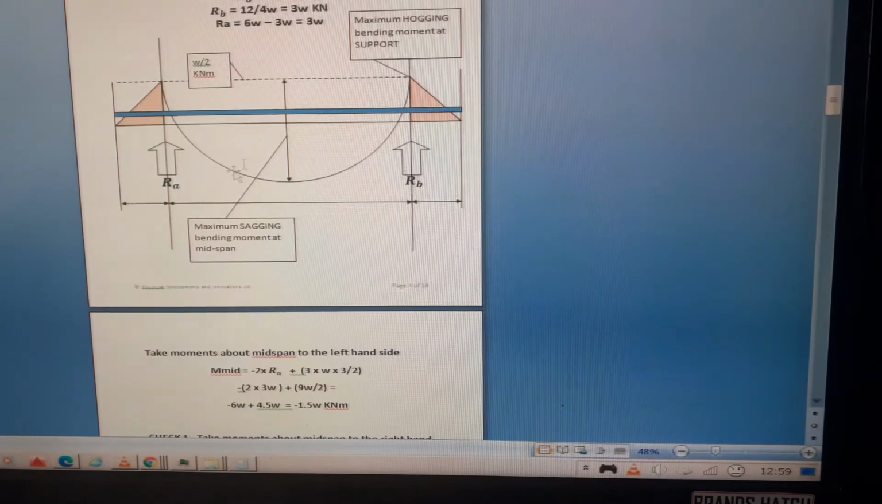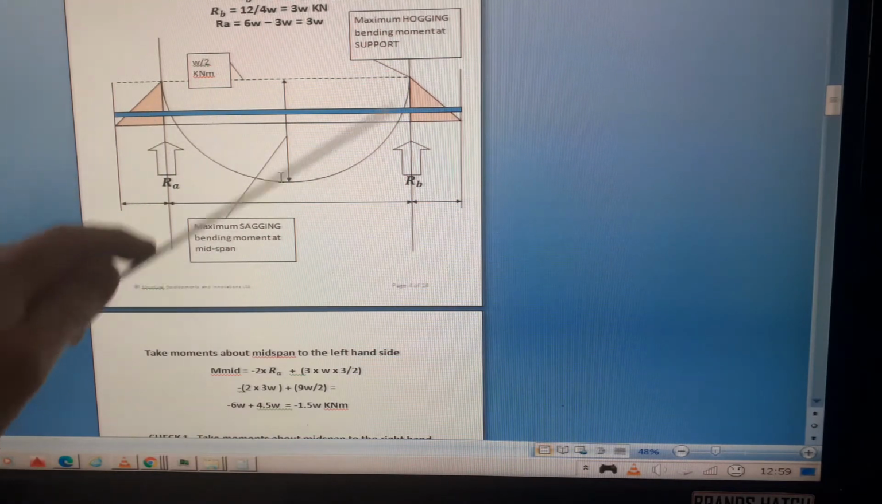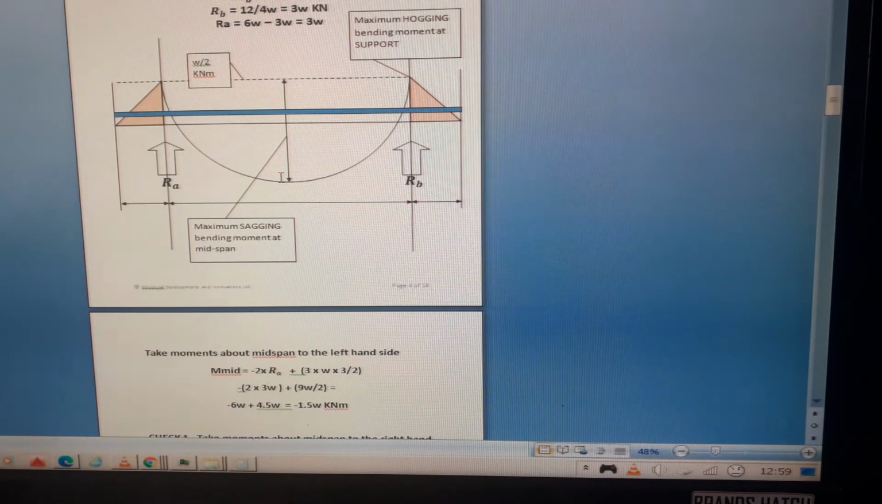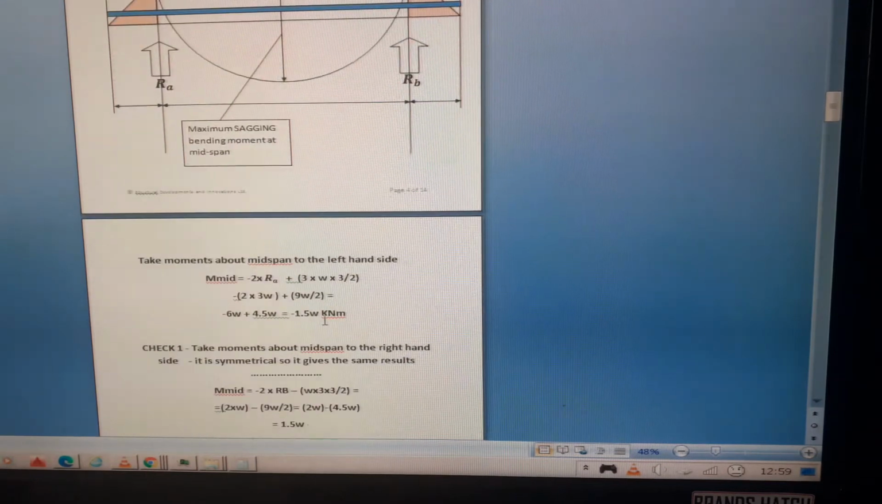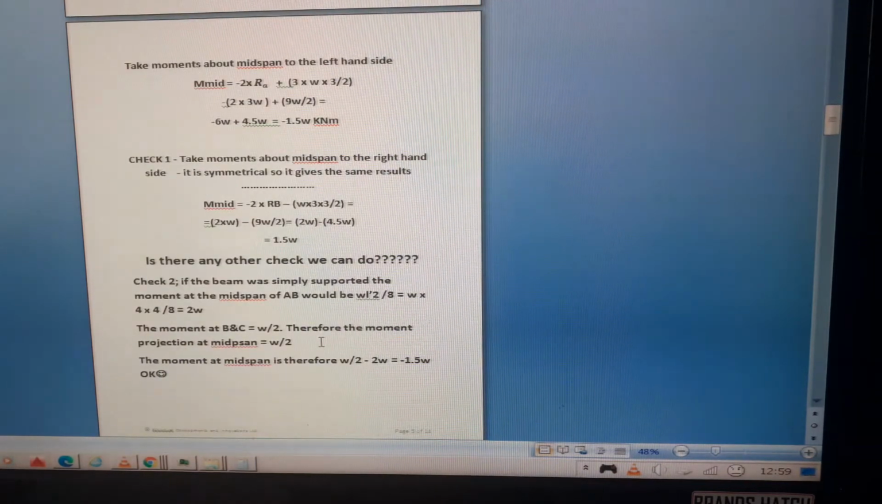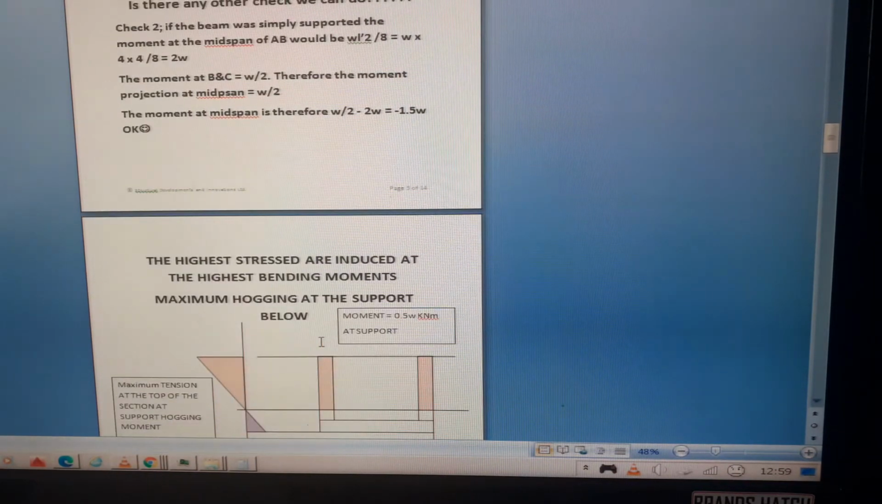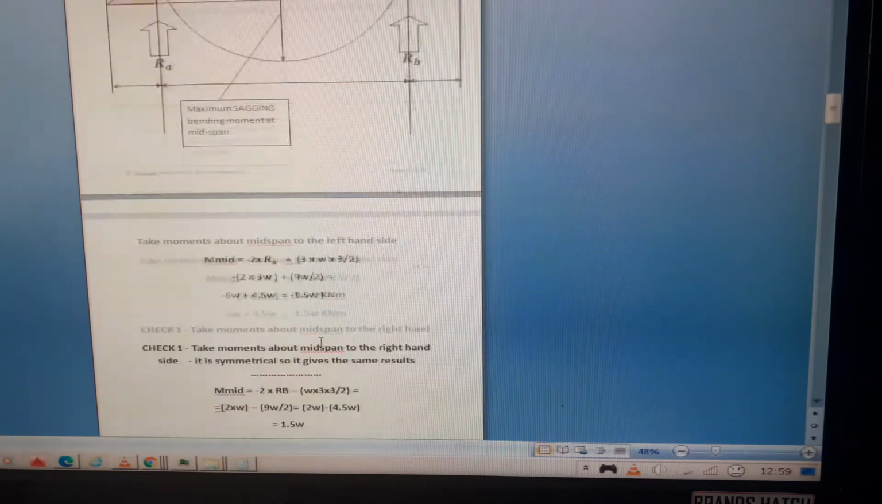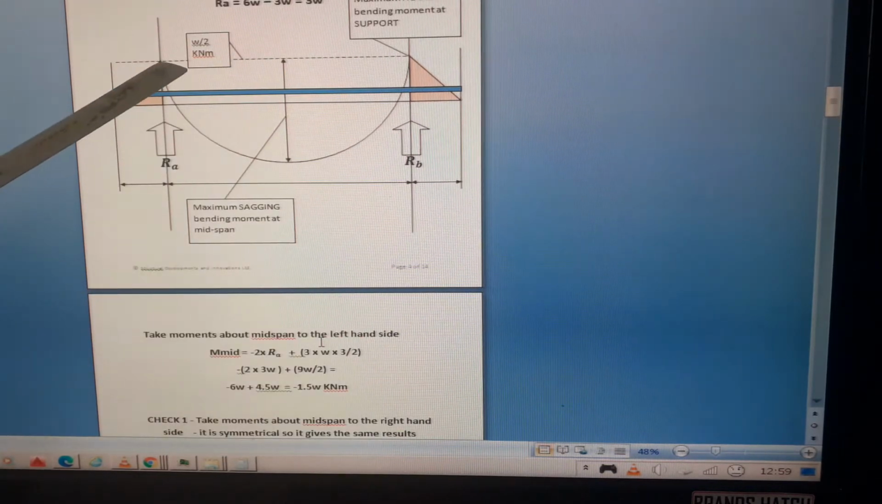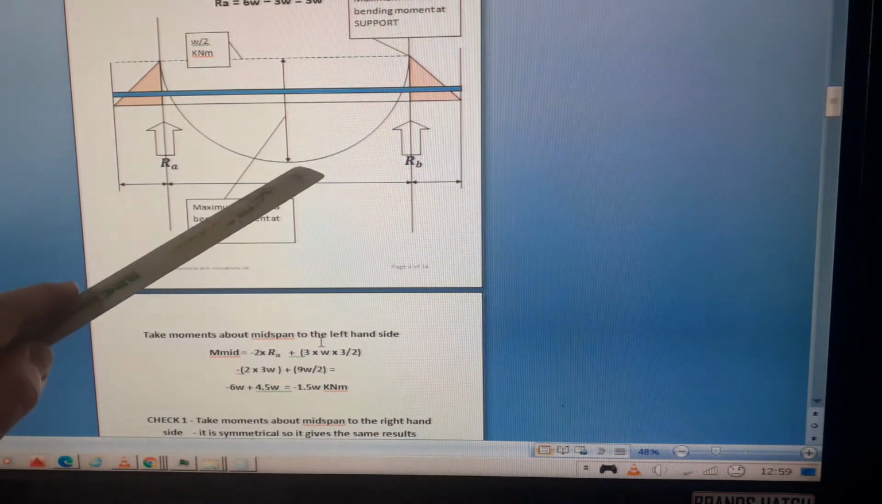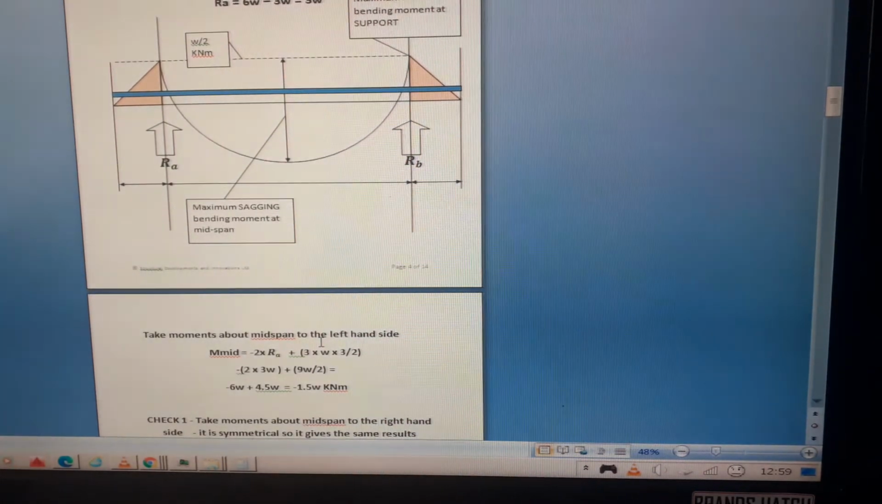And since we got all those checks, we've done three ways of working out. We take our sections to the left, sections to the right, and then we've done this just common sense check. Then we can see that actually the moment is 1.5W. So that means that we found the maximum moment hogging at the support, and we found the maximum moment sagging in the middle of the beam. So now we know where the maximum moments are.